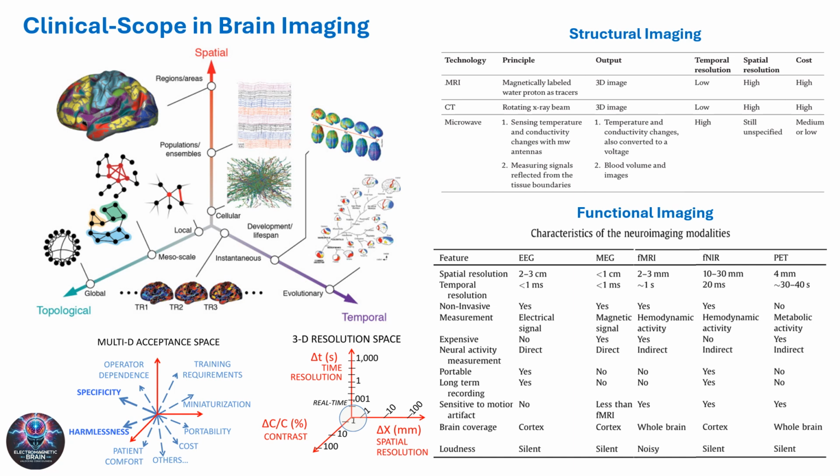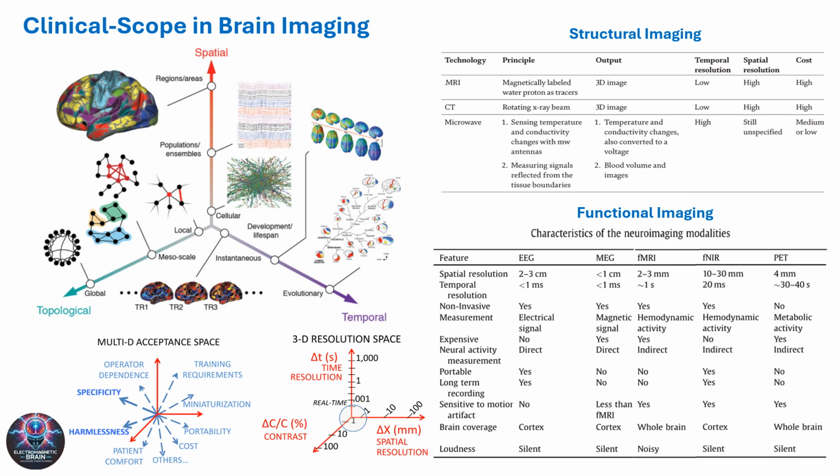In this part of the presentation, we'll discuss their principles, advantages, and limitations, providing a clear understanding of how these technologies are applied in clinical settings. We'll also explore the different methods of brain imaging using electromagnetic technologies, focusing on both structural and functional imaging.